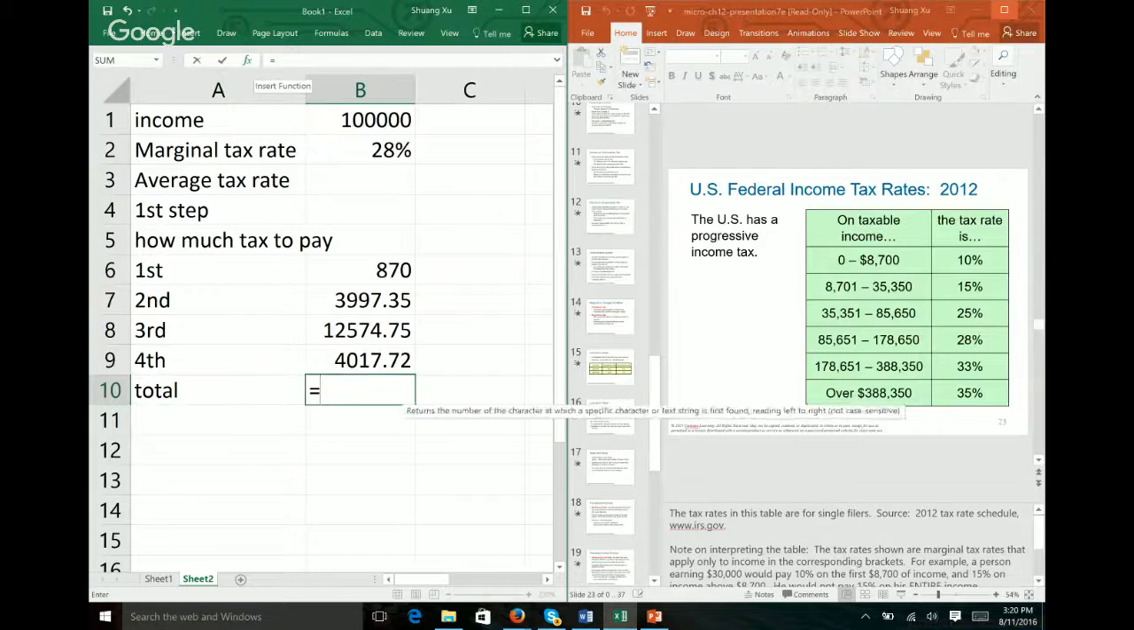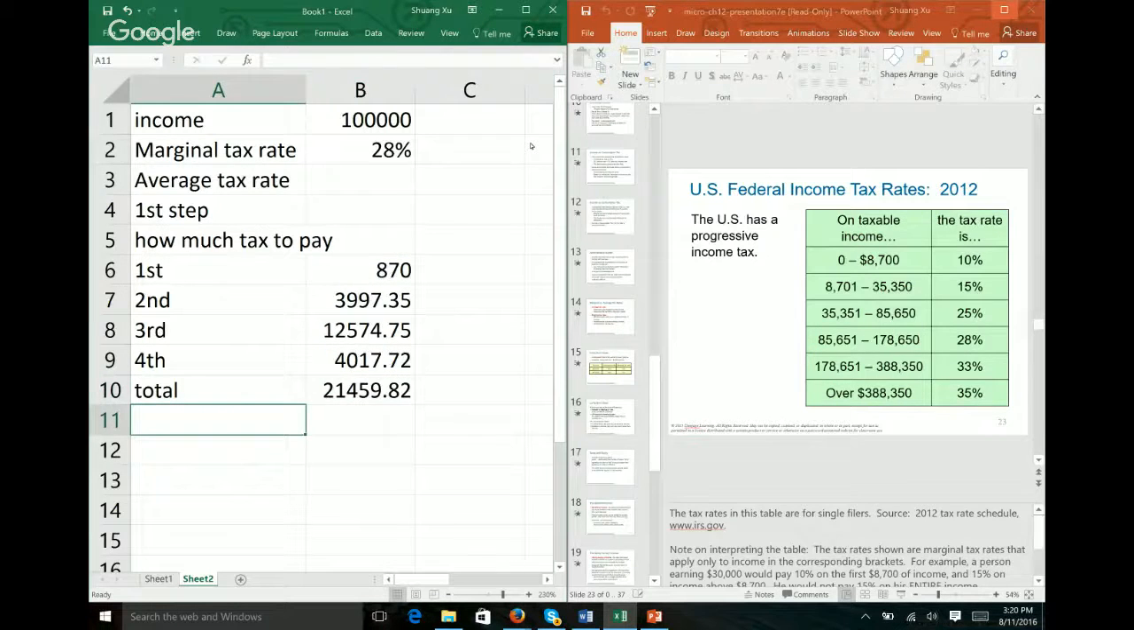So the total tax to pay is the sum of all of this: $21,459.82. And lastly, the average tax rate. For this, you use your total tax paid, $21,459, divided by your income. So the average tax rate is about 21.46%. So first, find out how much tax you pay, and then divide by your total income. That gives you your average tax rate.